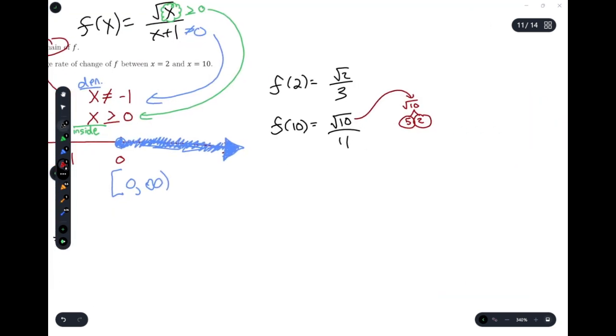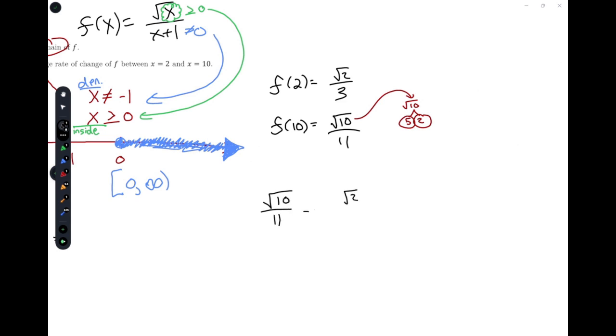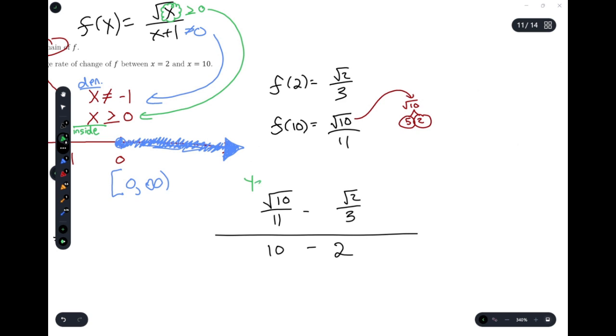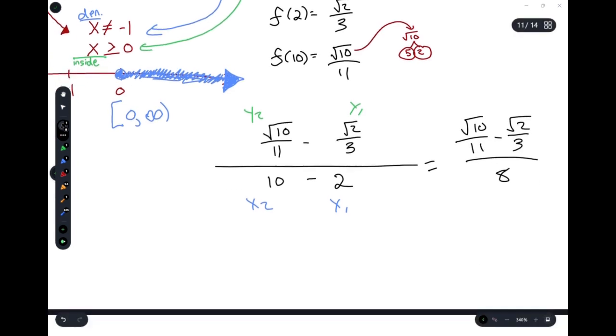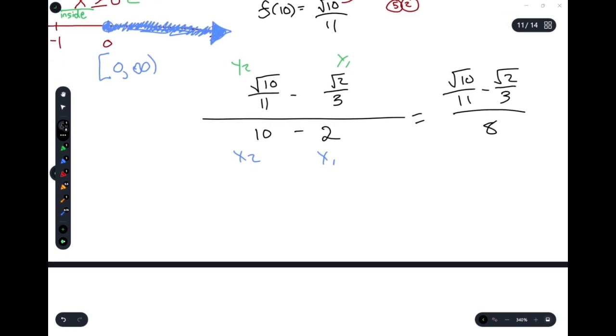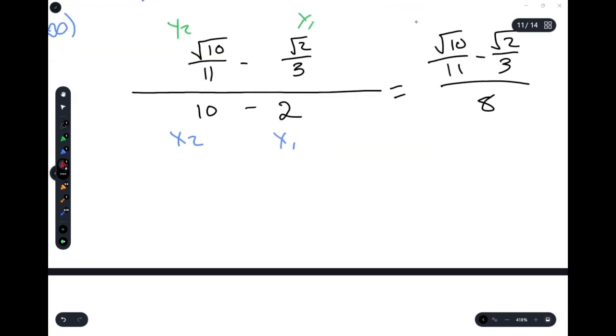So we end up with root 10 over 11 minus root 2 over 3 all over 10 minus 2. Right? Yeah. Y2, Y1, X2, X1. And now you can take it away with what you wanted to do. Now you got a fraction over a fraction. That's what they were saying too. Can we simplify that?